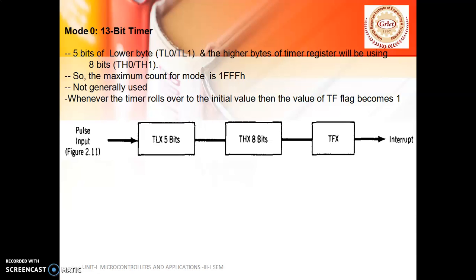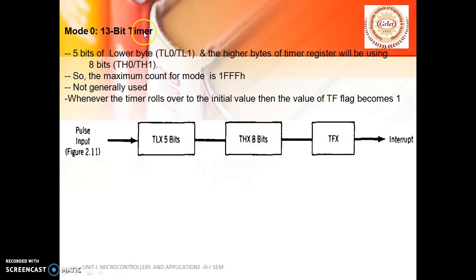And coming to mode 0. Mode 0 is called the 13-bit timer mode. We already said why it is called the 13-bit timer mode: we are using 13 bits in the timer register. That is, it might be timer 0 or timer 1. Here X can be for timer 0 or it can be for timer 1. Here the lower byte of the timer register will be using only 5 bits and the higher byte of the timer register will be using 8 bits. So the combination of 5 plus 8 is 13 bits. So here we are using the complete 13 bits. That is why it is called the 13-bit timer mode.